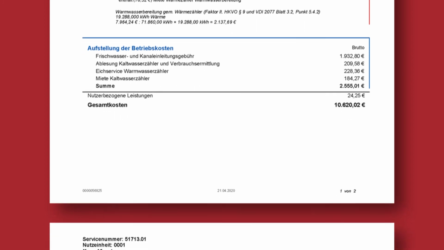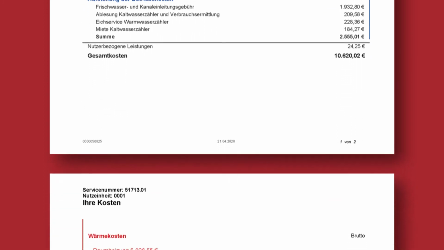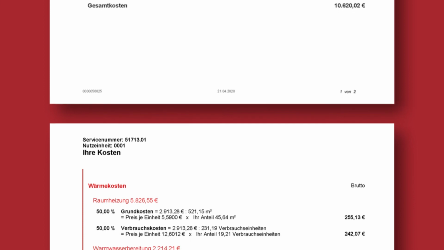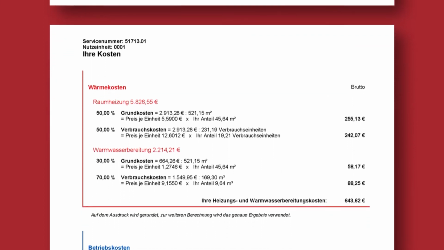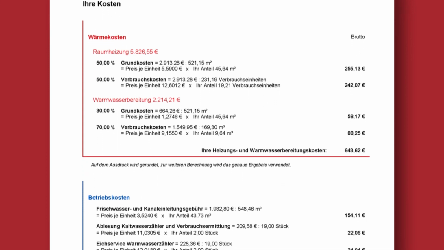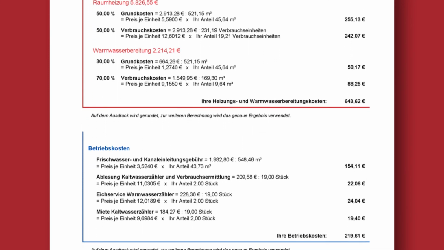Here you can find the figures that the people taking the meter readings of your radiators and water meters have recorded. If no one visited you to take meter readings, you have automated devices installed on your radiators already, which can be accessed remotely.